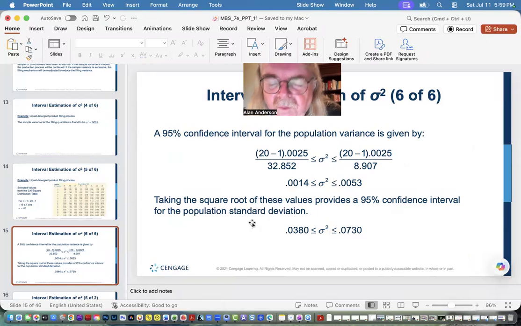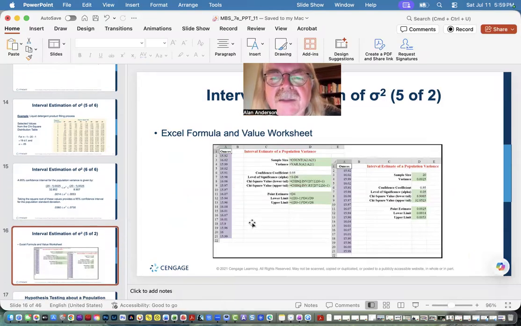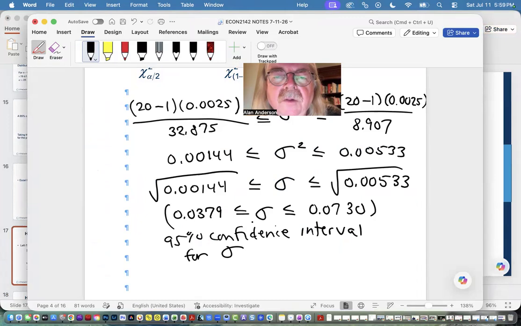Now, they have to decide if this is acceptable or not. I mean, they didn't tell us what would be considered unacceptable, but at least they have a good sense of what the standard deviation is. And if that's too high for them, they'll have to make some changes to the production process. If it's fine, well, that's great. Okay, everyone's happy.